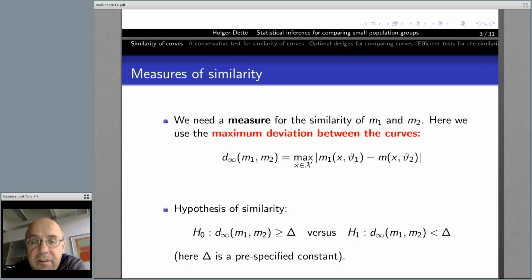So the maximal deviation is denoted by d infinity. Okay, so what we want to test is that the maximal deviation between the curves is larger or equal than delta against the alternative that it is smaller than delta.